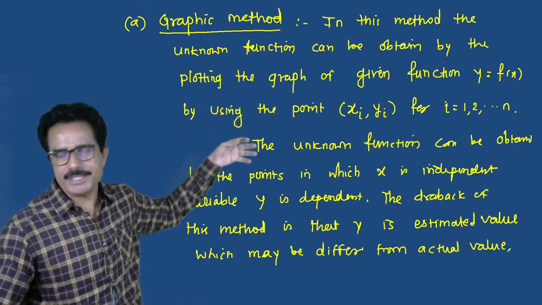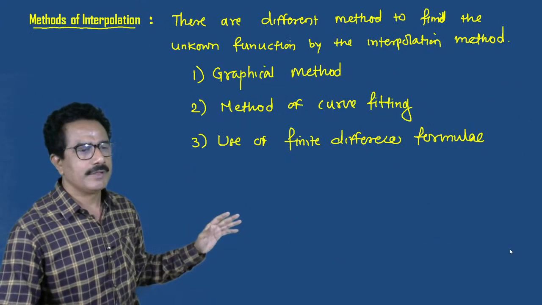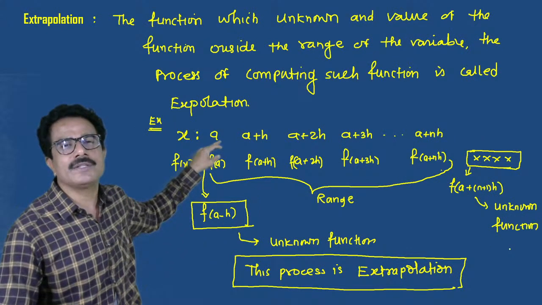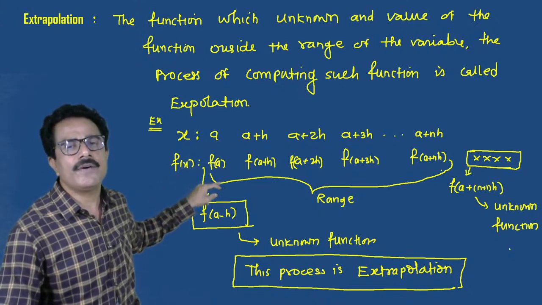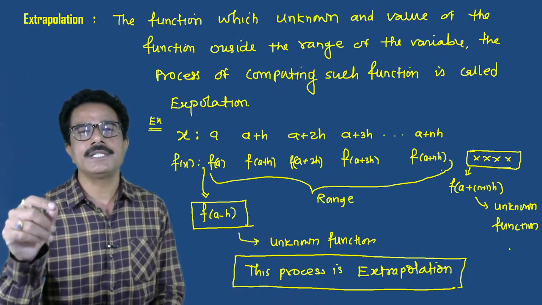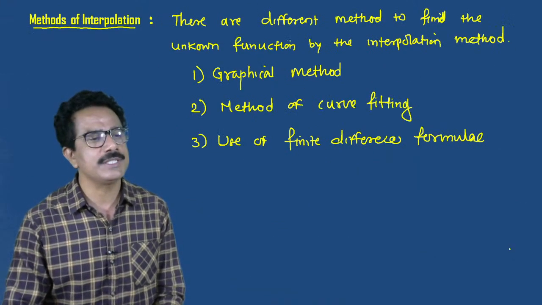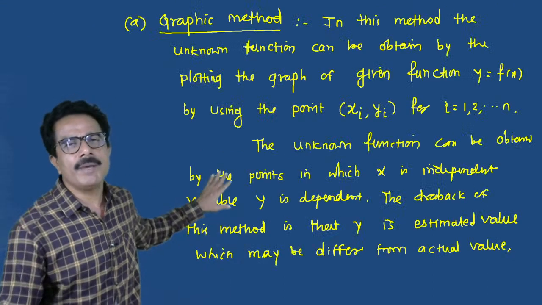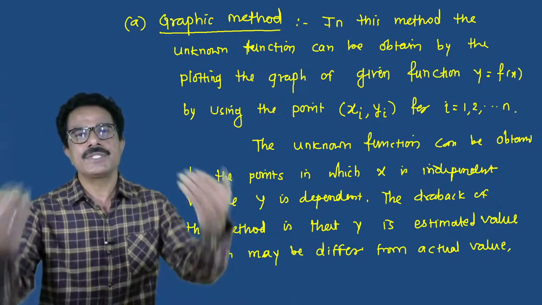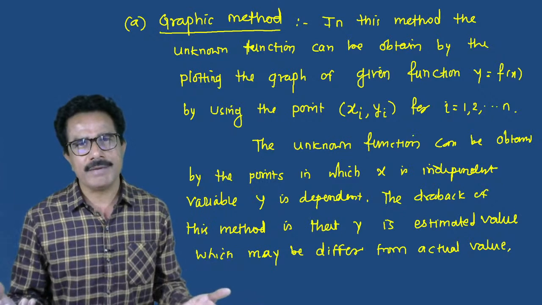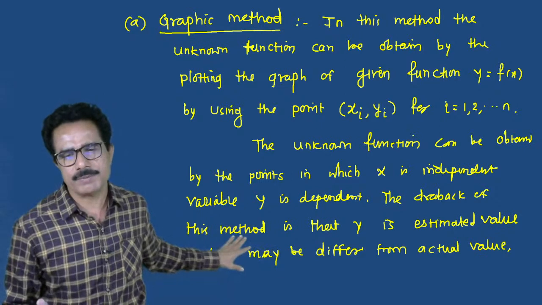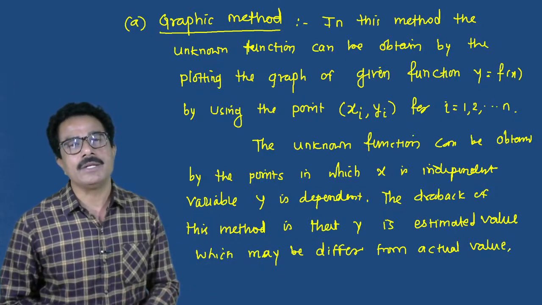The graphic method means plot the graph of x and y, meaning f of x. Plot the graph for the function x and f of x or y, and by using that graph we can obtain the value that is the unknown term, that is y. So this is one type of method, but the drawback of this method is the actual value. We can find the value y from x, it is the estimated value and it may differ from the actual value. This is the drawback, but we can approximately find the value.